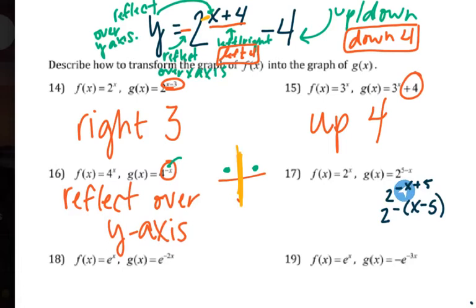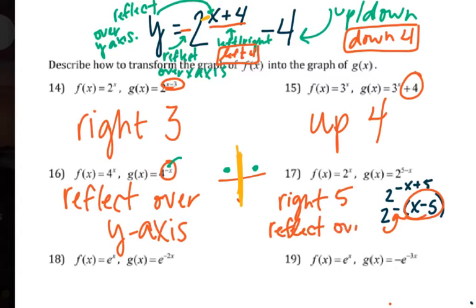Negative times x is negative x. There it is, negative x. Negative times negative 5 is positive 5. There it was, positive 5. Okay, so this thing here is going to go to the right 5, but it's also going to reflect over the y.